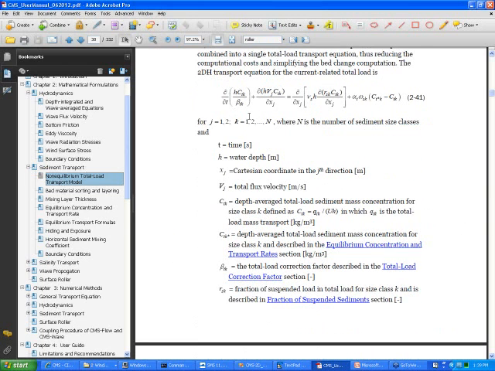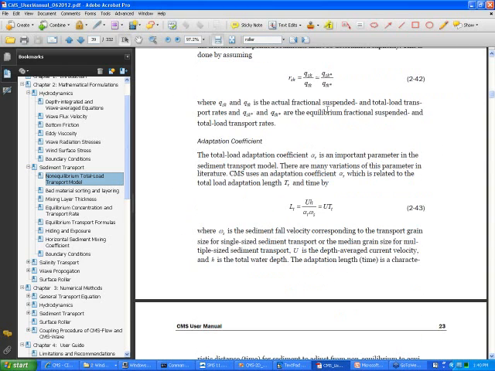So beta sub Tk is a total load correction factor which accounts for the hysteresis effects. Basically, those are temporal lags between the flow and the sediment transport, and it is due to the non-uniform distribution of the current velocity profile and the sediment concentration profile. We described how that's calculated in a subsequent section. There are hyperlinks in the document that you can click on to take you to that section. R sub Sk is the fraction of suspended sediment for each size class.